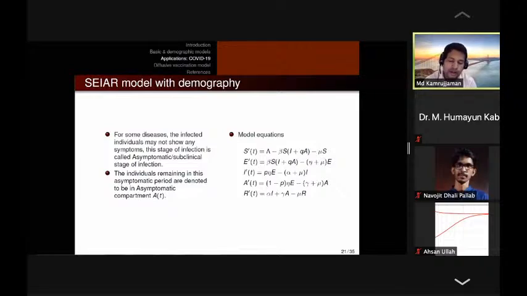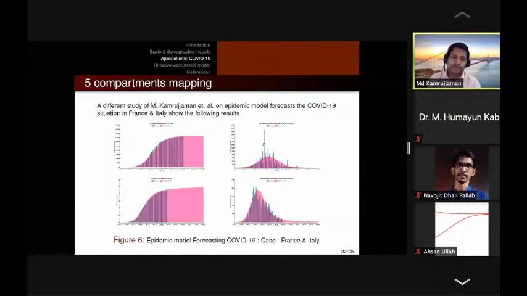Many people have no symptoms, but still they are carrying the coronavirus disease. And many people are infected by the asymptomatic class of the population. So that's the reason we introduced this new model and show some results for this model as well. Actually, there is no theoretical study, only the graphical outcome here.